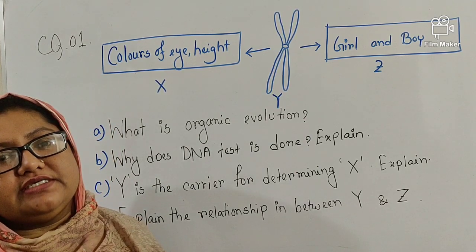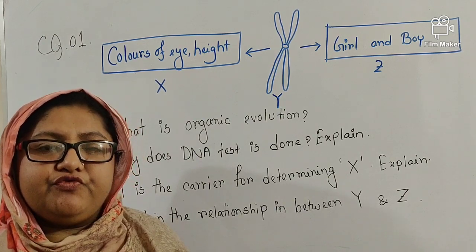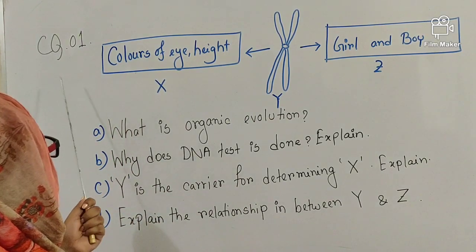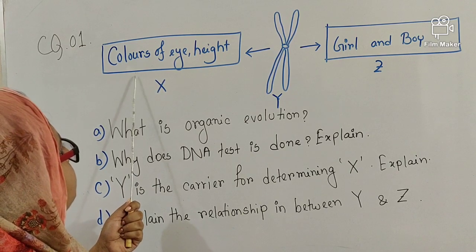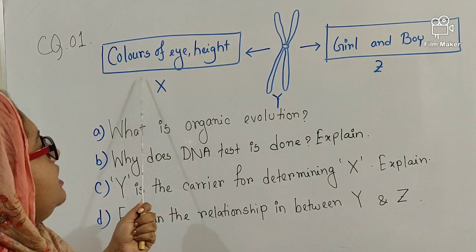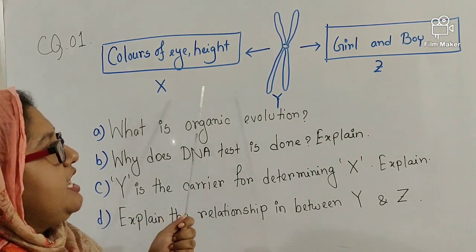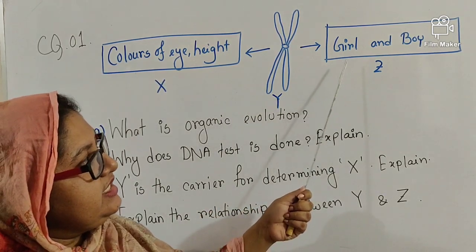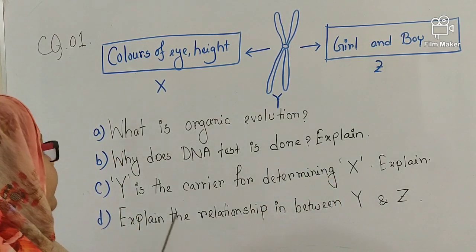Today I will discuss some more creative questions from which you will benefit for your coming SSC exam. Now, our first creative question is, you can see there are colors of eye and height. It is enclosed by a rectangle block and it is indicated by X. And Y indicates the chromosome, and Z, in this box you can see girl or boy.